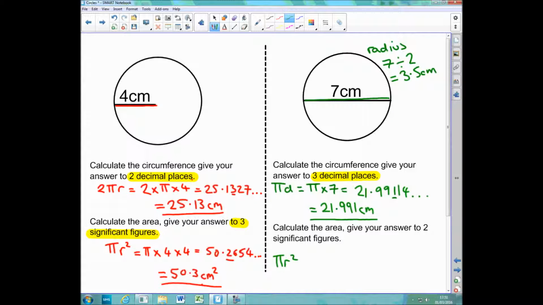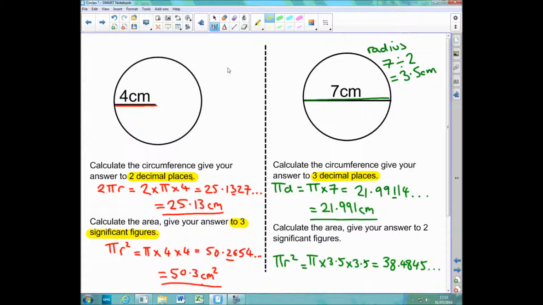So now we've calculated that, we can put that into our calculator. So that's going to be pi times 3.5 times 3.5. And that should give you an answer if you push your SD button of 38.4845, and again the number will keep going.